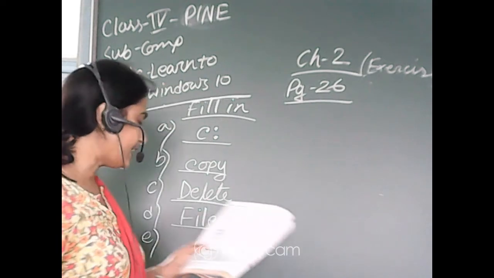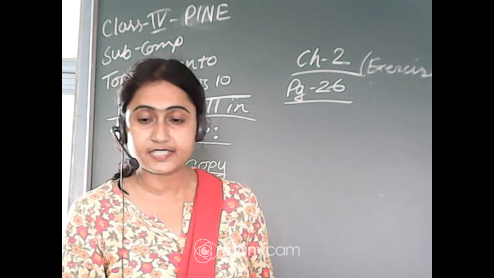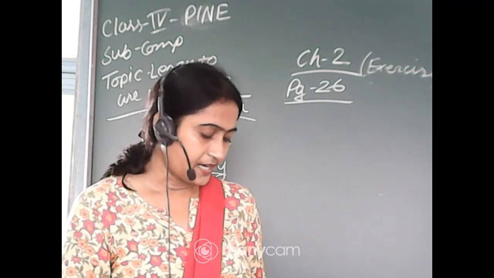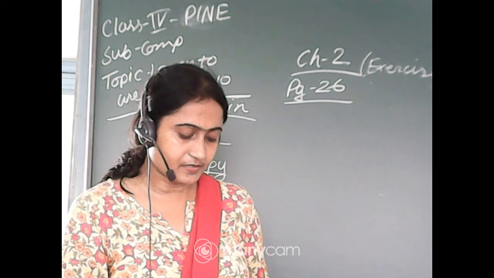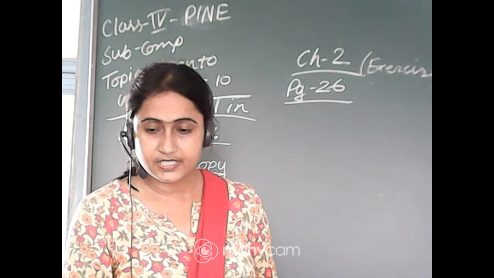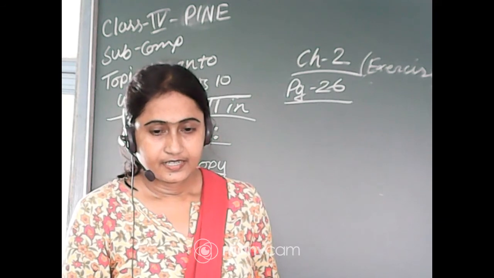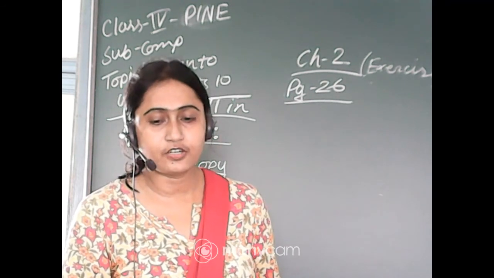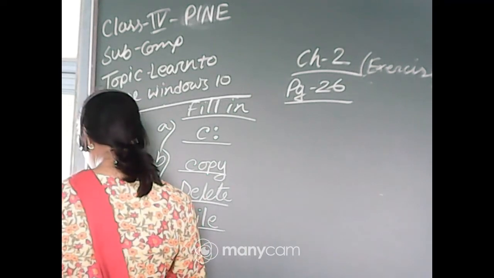Next, number E. Dash is a graphical user interface based operating system. Yes, Zerin, you are correct. The answer is Microsoft Windows, or Windows 10, which also means Microsoft Windows.